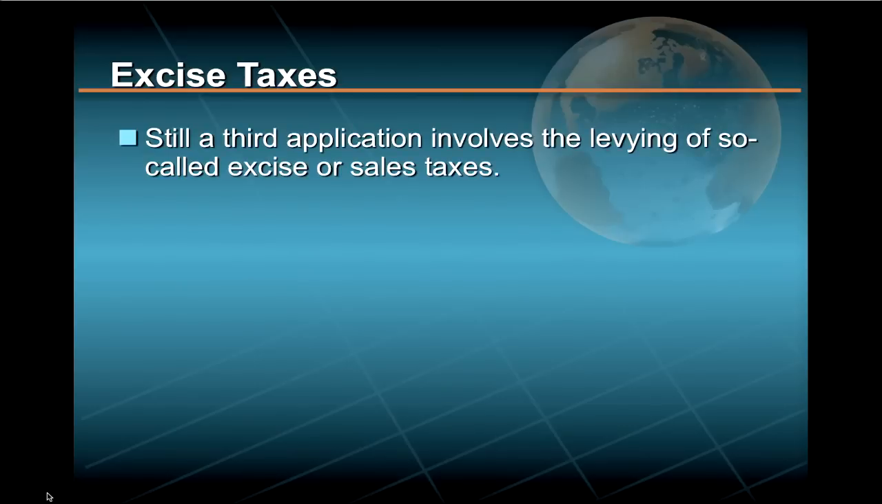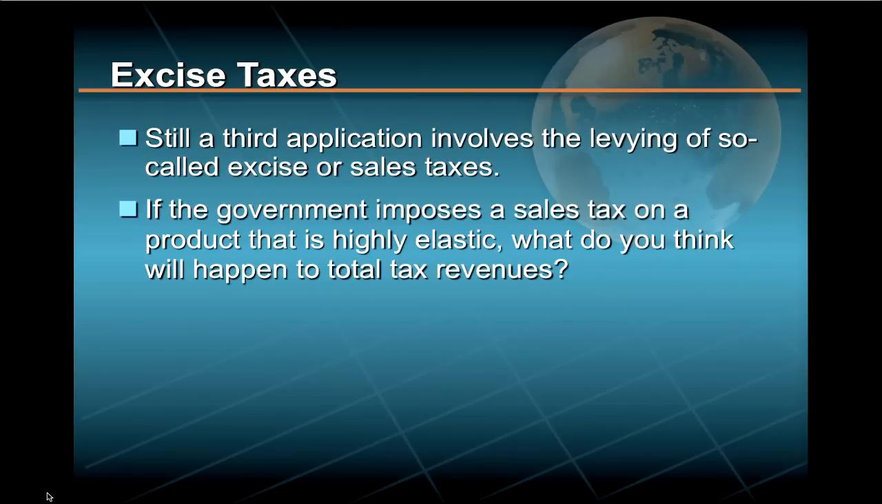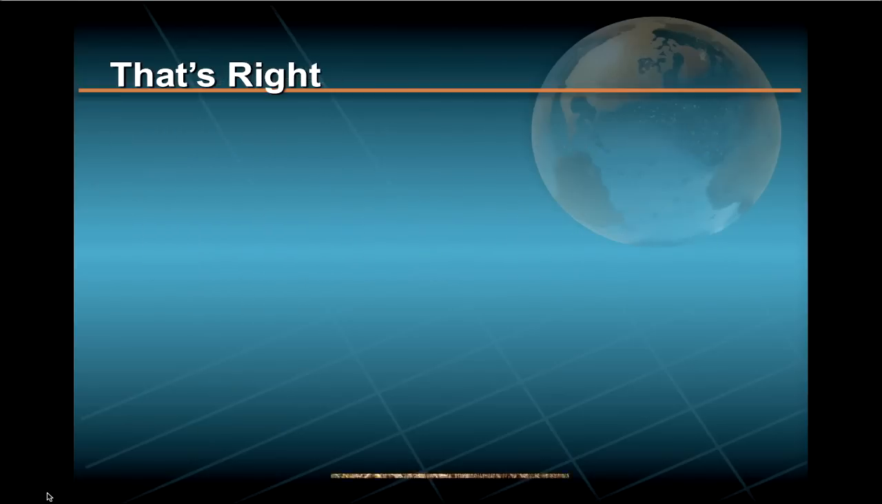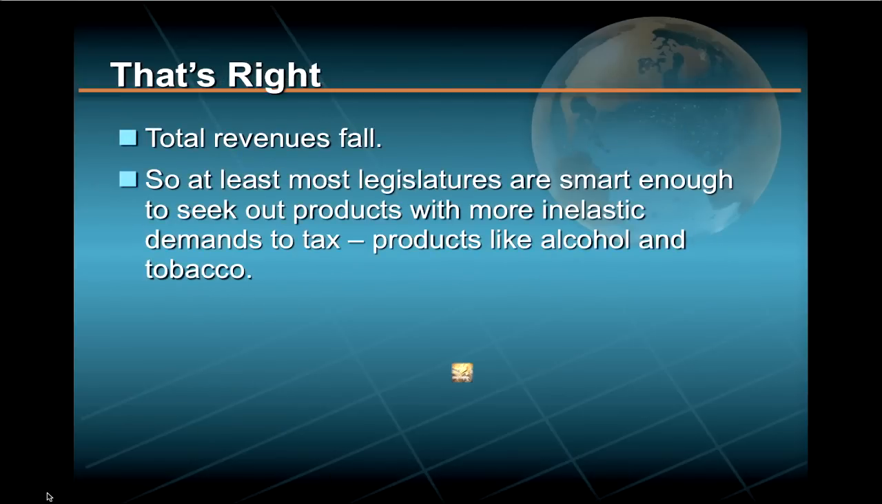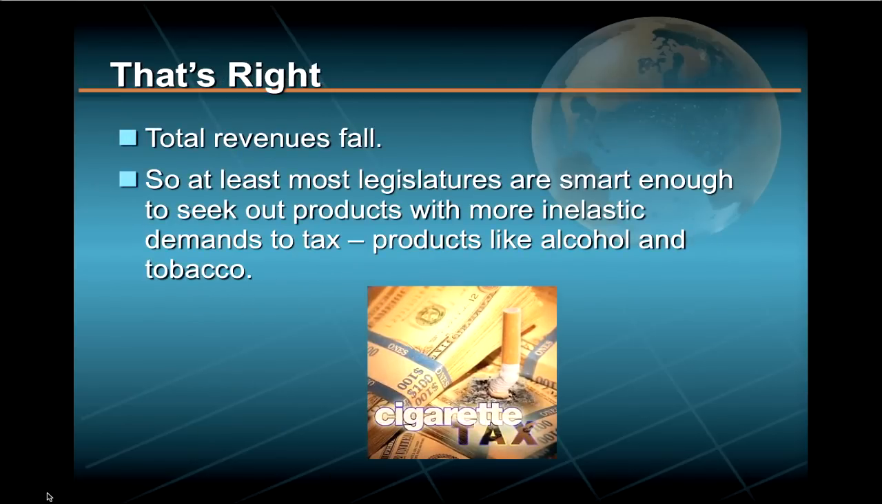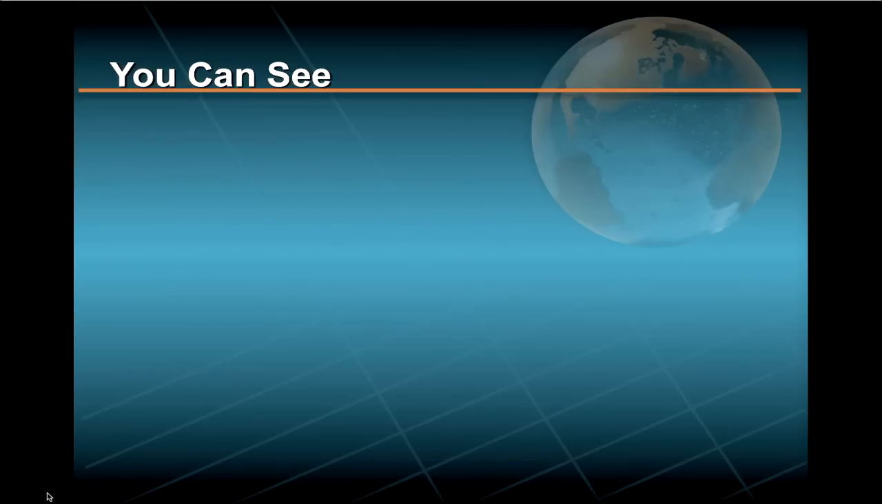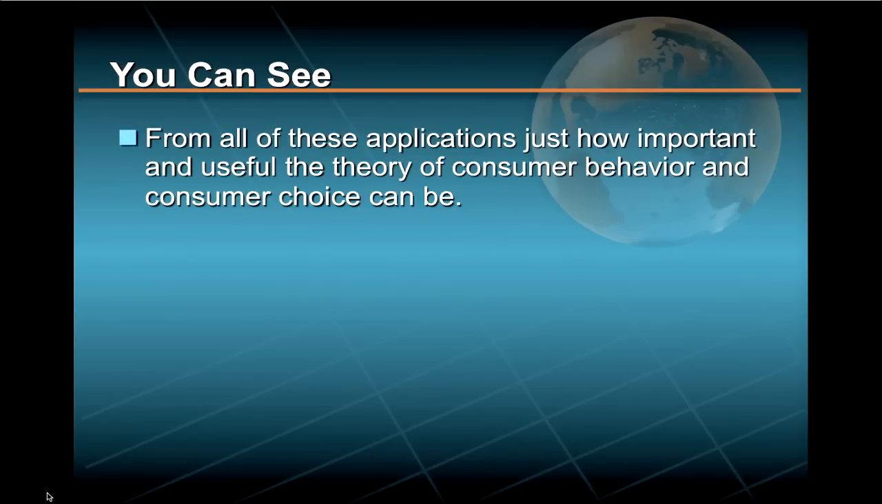Still, a third application involves the levying of so-called excise or sales taxes. If the government imposes a sales tax on a product that is highly elastic, what do you think will happen to total tax revenues? That's right, total revenues fall. So at least most legislatures are smart enough to seek out products with more inelastic demands to tax, products like alcohol and tobacco. You can see then from all of these applications just how important and useful the theory of consumer behavior and consumer choice can be.